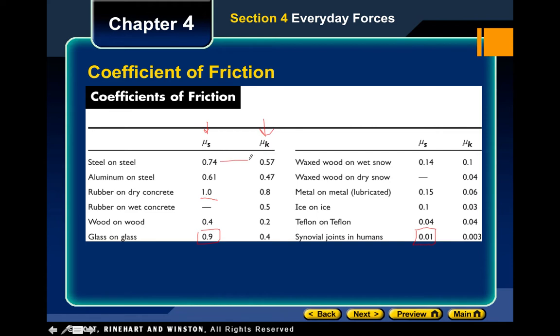In all cases, the bigger number is on the left because your static friction is always greater than your kinetic friction. The one exception, one outlier here, is your Teflon on Teflon. That's the same, but your kinetic is never greater than your static. Static always has to be at least equal to, if not greater than, your kinetic in most cases.